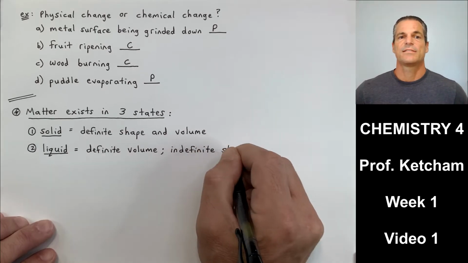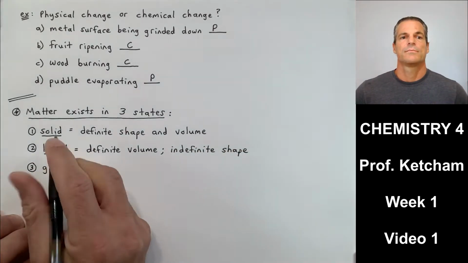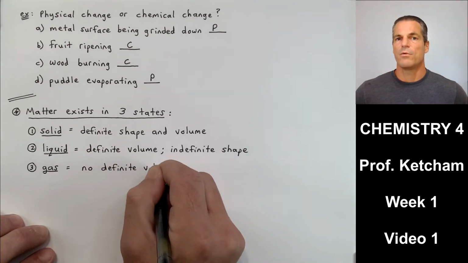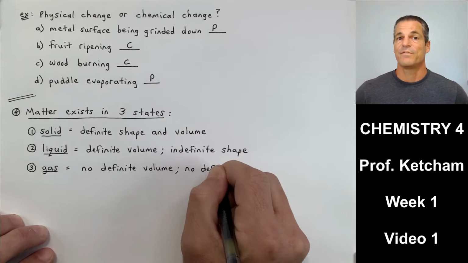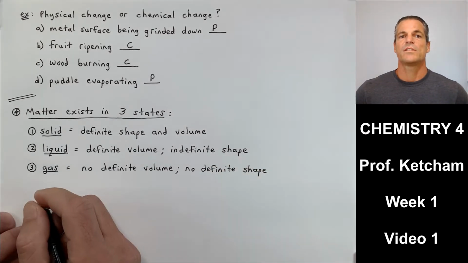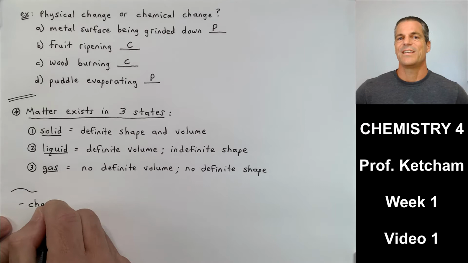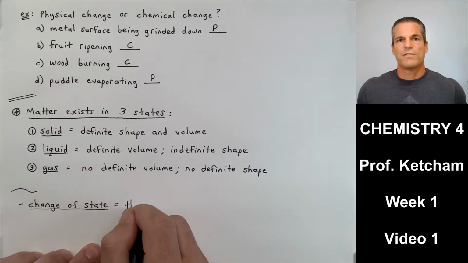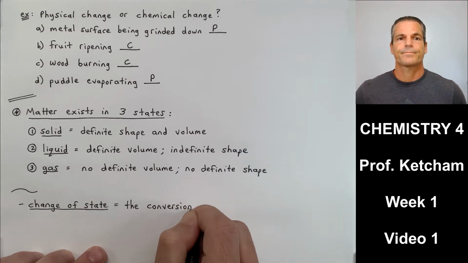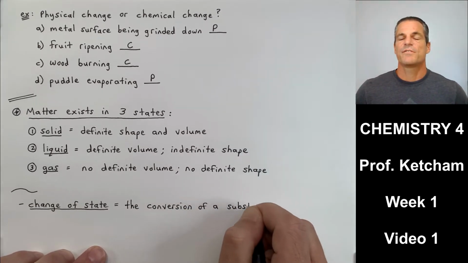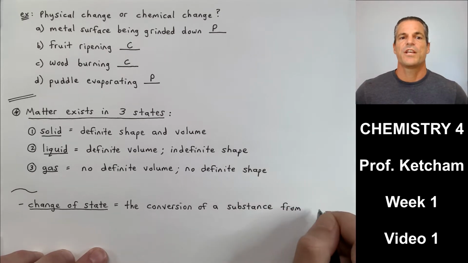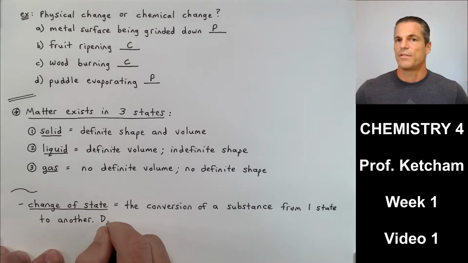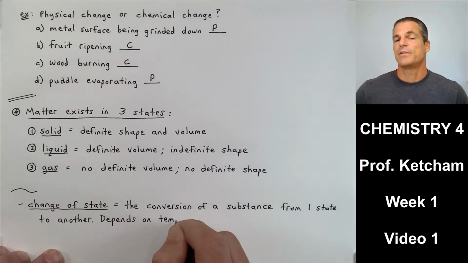Matter exists in 3 states. 1, 2, 3. We have a solid. Solids have a definite shape and a definite volume all their own. Liquids have a definite volume, but an indefinite shape. They'll take the shape of the container they're in. Gases have no definite volume and no definite shape. All right, so change of state. The definition of change of state is the conversion of a substance from one state to another. How easily this can be done depends on temperature.